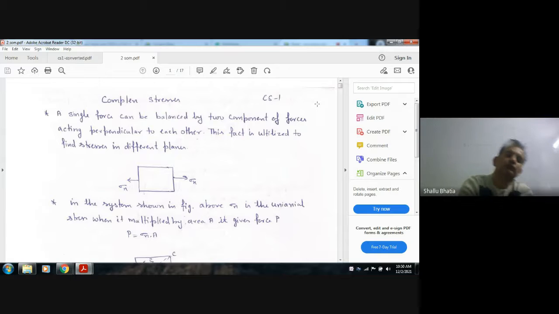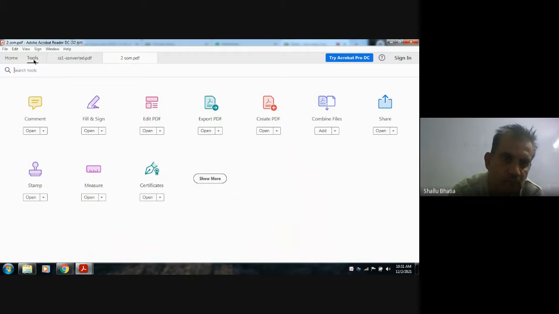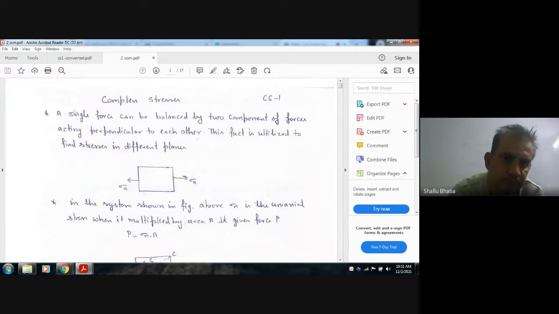So we start with the force. We know that a single force can be balanced by two component forces acting perpendicular to each other. This we have studied in applied mechanics.